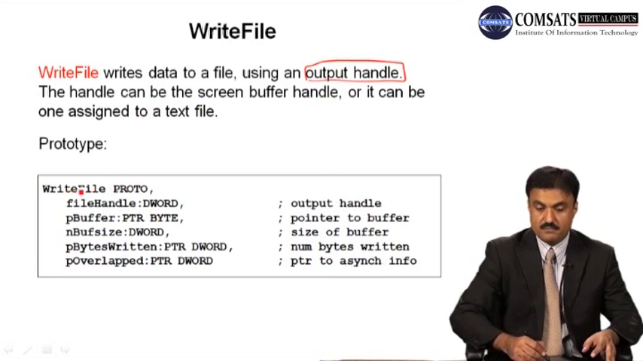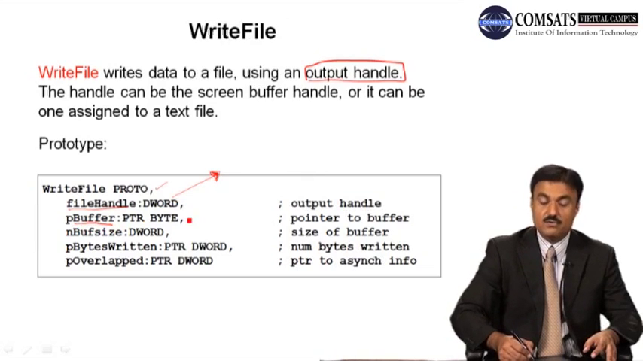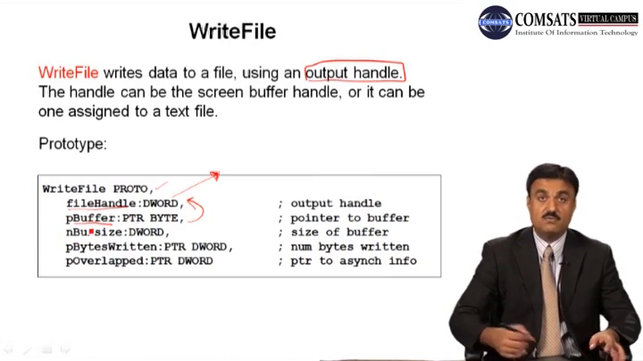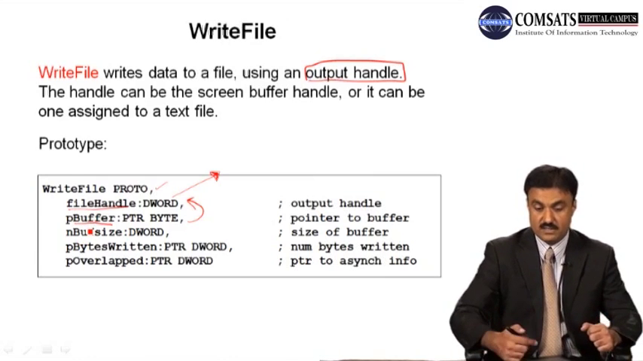So the prototype is WriteFile, with the file handle. This is the same file handle which you will get from CreateFile and so on. And we have the buffer. This is the information which we are going to write inside this file. And then next we have the buffer size. This is the total size of the buffer, how much size of the buffer is there.